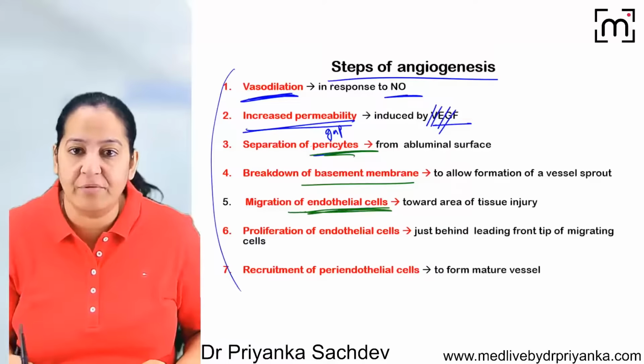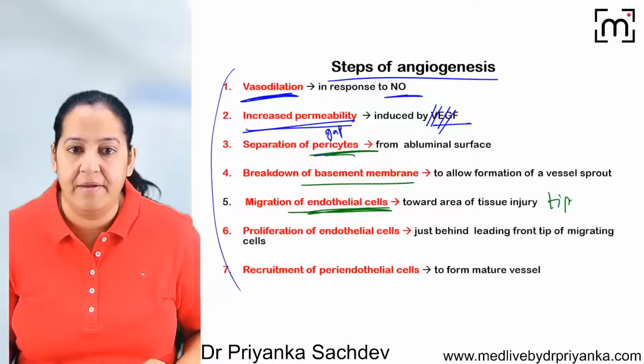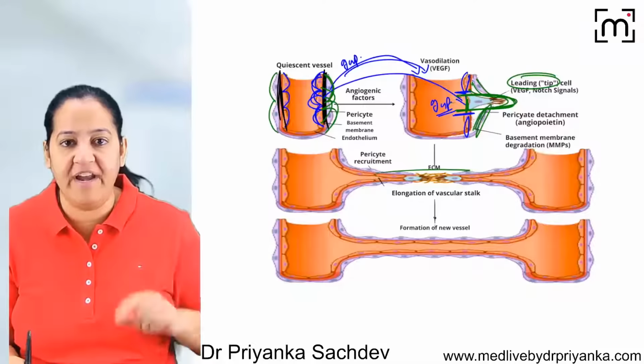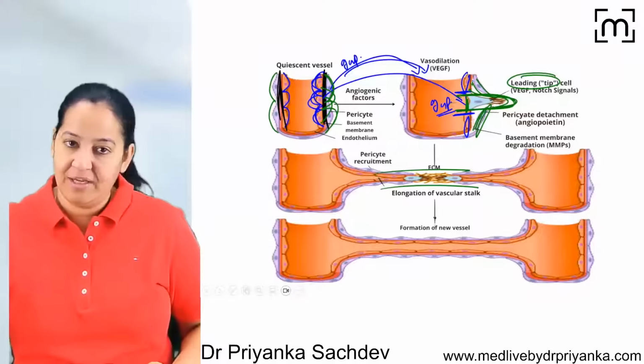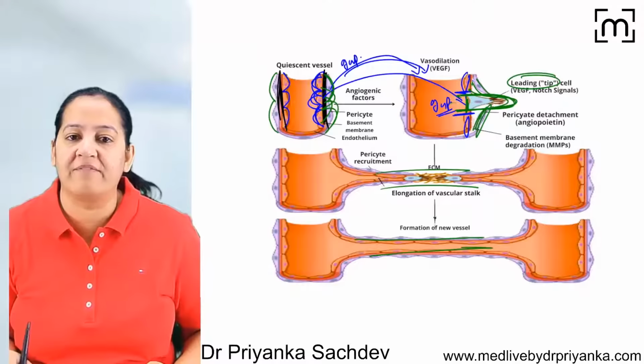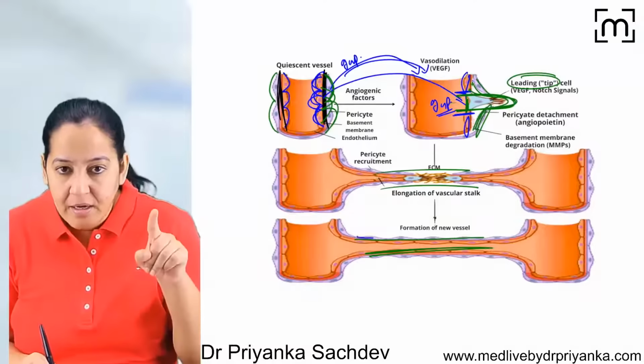So migration of the endothelial cell forms the leading tip. Okay, and they will proliferate. First they will migrate, then proliferate. And finally, the endothelial cell is there, the basement membrane is there, the pericyte will also come. So this is a new blood vessel. You all can see this one is the new blood vessel.